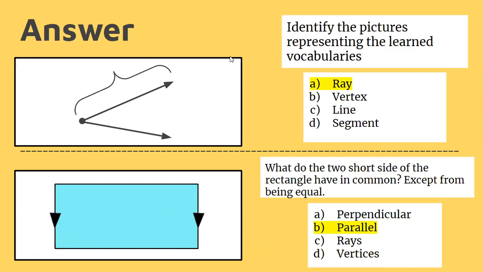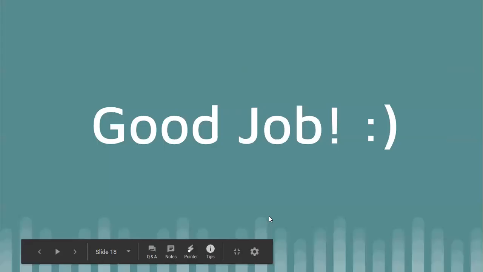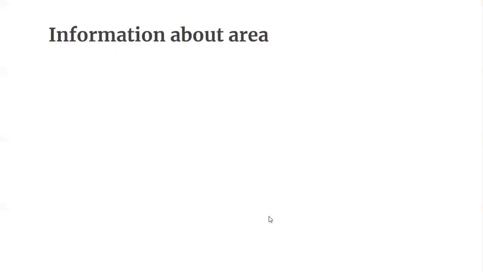For the first image, the answer is ray, because the line starts at one point and it stretches out in one direction. The next image, the answer to it is parallel. Remember, last time I told you that these arrows right here represent that the lines are parallel. There you go. All right. Yep, good job, of course.